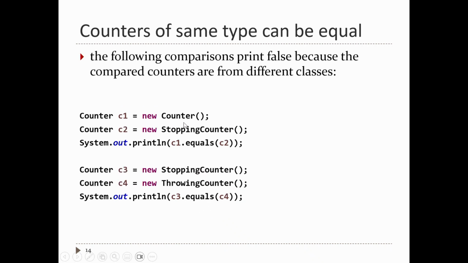The problem is when you use a Counter and a StoppingCounter object and try to compare them. This now returns false. The class of C1 is Counter. The class of C2 is StoppingCounter. So those two classes are different. Equals says false. If you make a StoppingCounter and a ThrowingCounter, C3 is a StoppingCounter, C4 is a ThrowingCounter. The classes are different. Equals returns false.